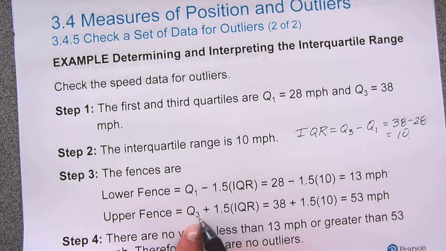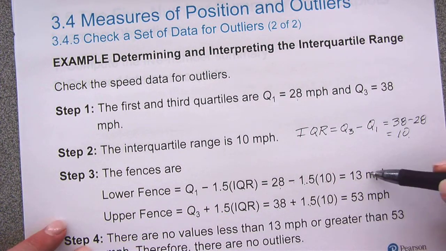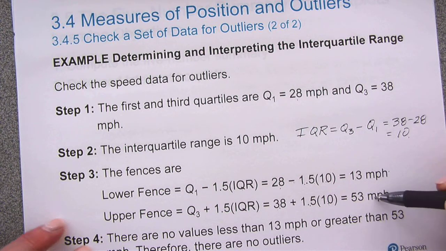The upper fence, you take Q3 and you add 1.5 times the interquartile range, which is 10. So 1.5 times 10 is 15, plus 38 gives me 53. So any values that are less than 13 or higher than 53 would be considered outliers.